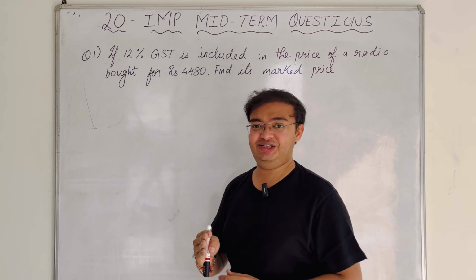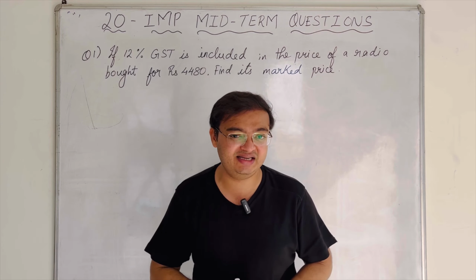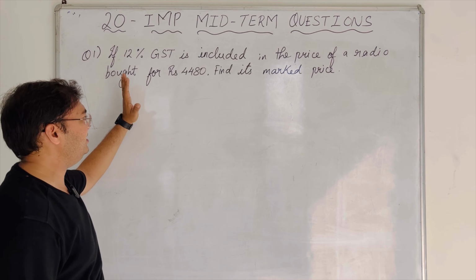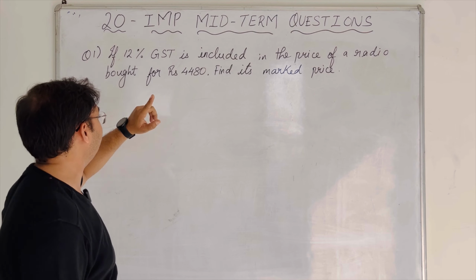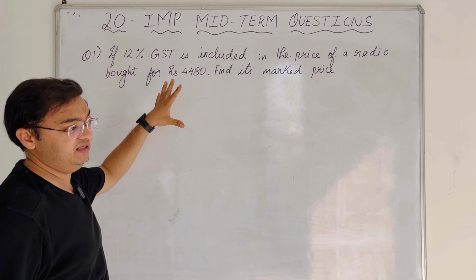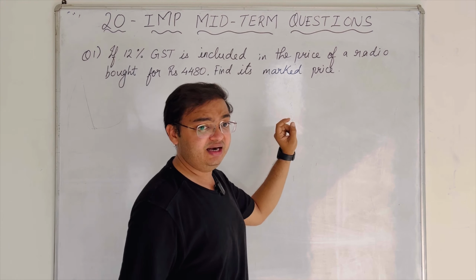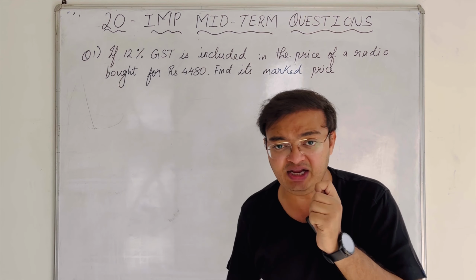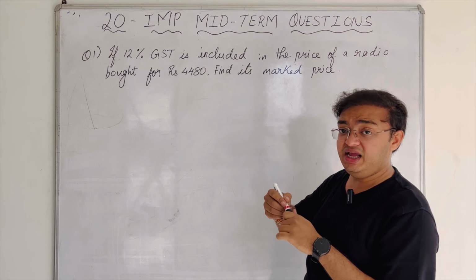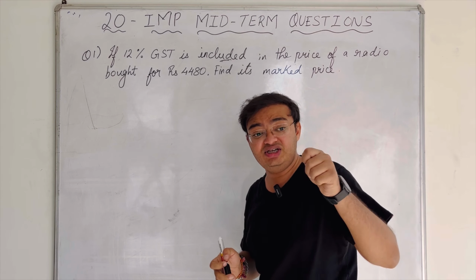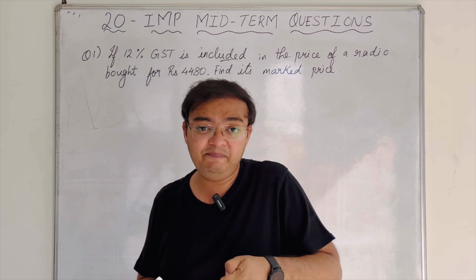The first question itself is of GST. Let's see what the question says. If 20% GST is included in the price of a radio bought for rupees 4480, that means in this price, that is 4480 rupees, GST is already included, and we know that we add GST on 100%.